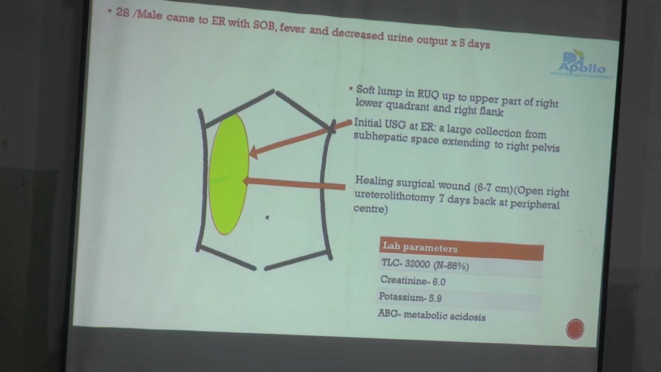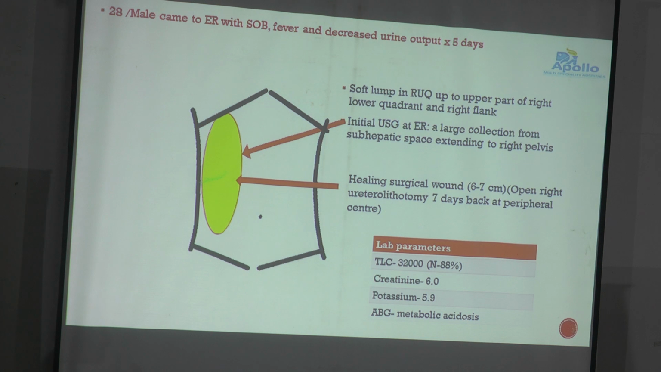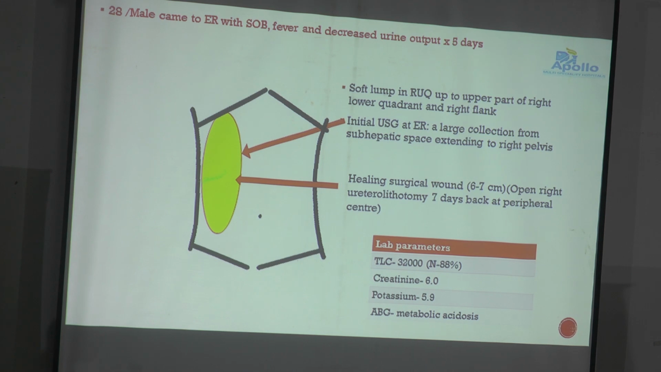And there is a 6 to 7 centimeter stitched healing surgical wound which can be seen on the diagram, which is equidistant from the costal margin to the iliac crest, centered on the anterior axillary line, and which corresponds with the history of right-sided open ureterolithotomy 7 days back. Here are some lab parameters which demonstrate that the patient was in septic shock.